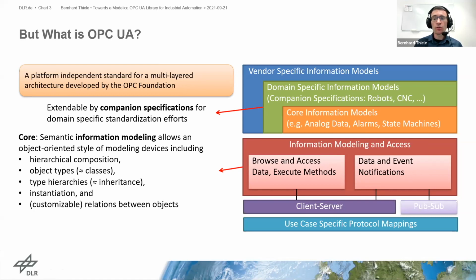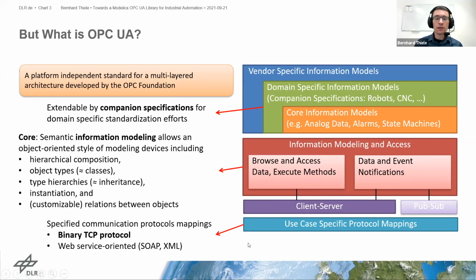Then we still have the protocol. Since this is a layered architecture, you could define your own protocol, but there are already protocols defined by OPC UA: the binary TCP protocol, which is the more important one, and the web service-oriented one. There's also another way to access data, that's the PubSub, the publish-subscribe model, but that has entered the standard more recently, and it's interesting, but it's out of the scope of this talk.